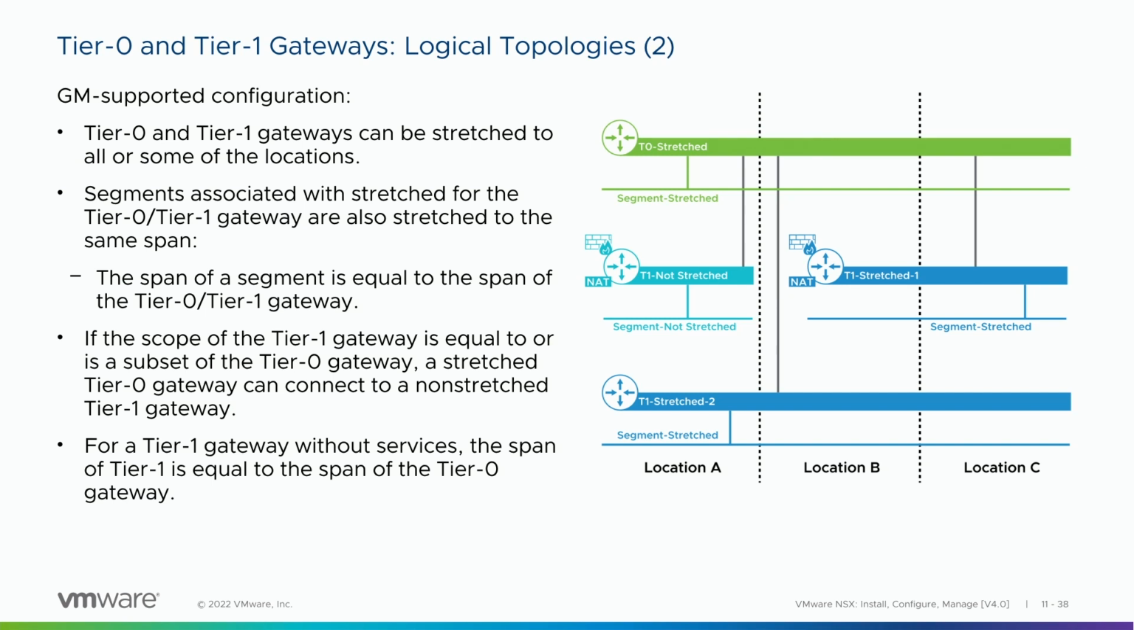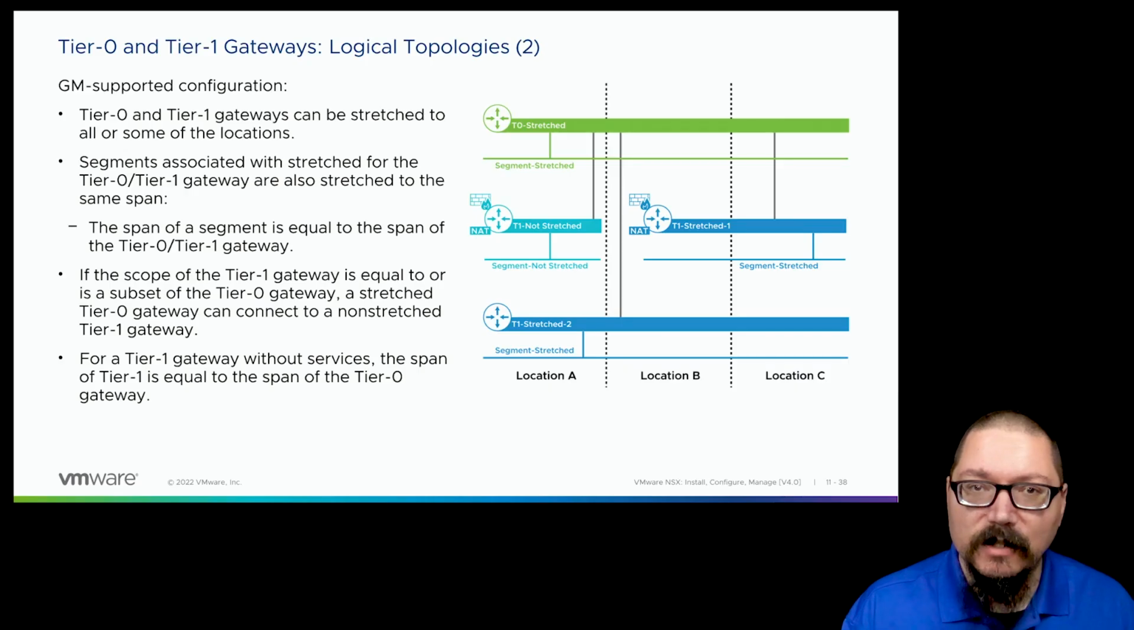So we look at the diagram here. We look at what we have going on in this picture. I have a Tier 0 gateway that stretches across locations A, B, and C. Now, because of that, we're providing coverage across all three sites. Now, I can have my not stretched Tier 1 gateway attached to my stretched Tier 0 gateway because the Tier 0 gateway covers location A.